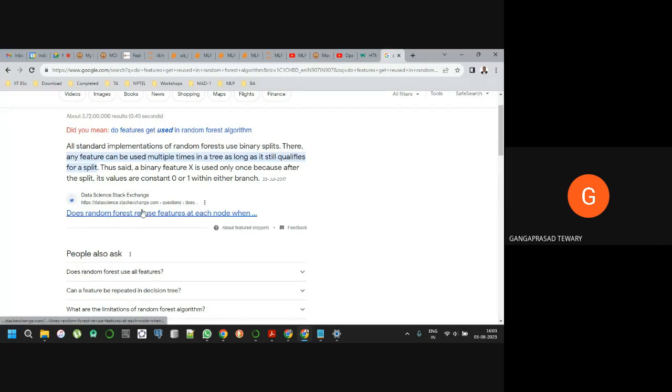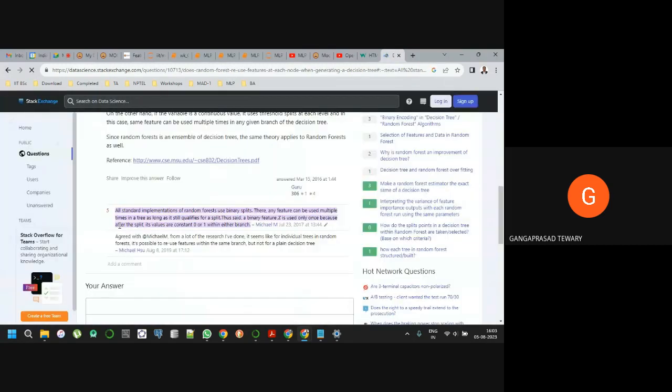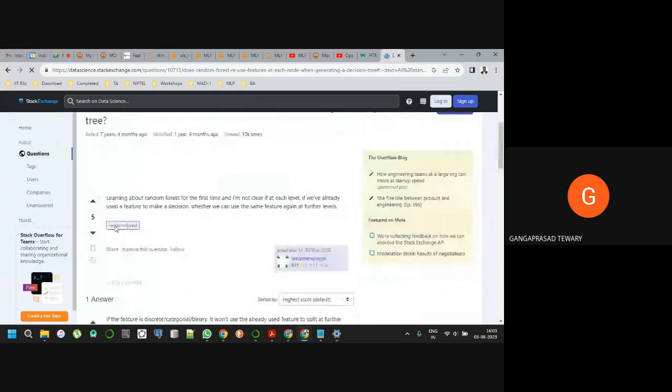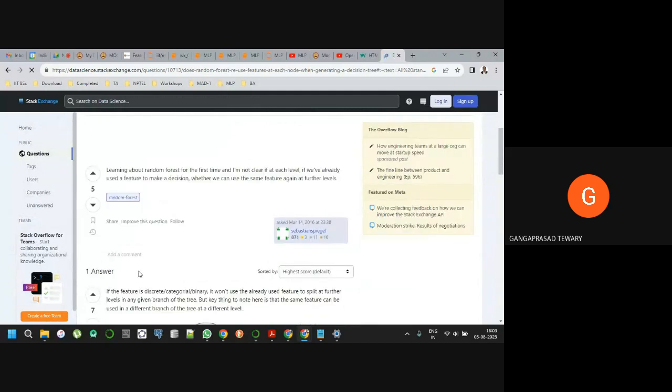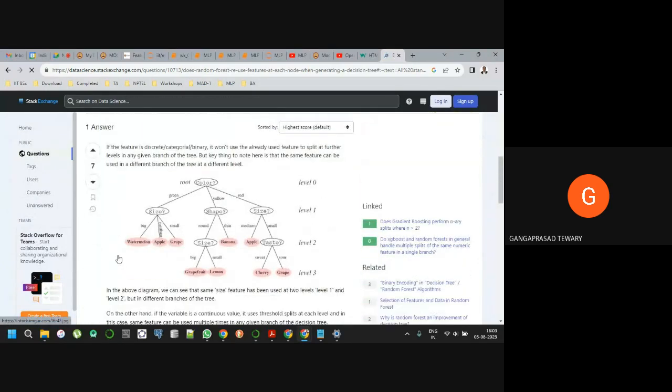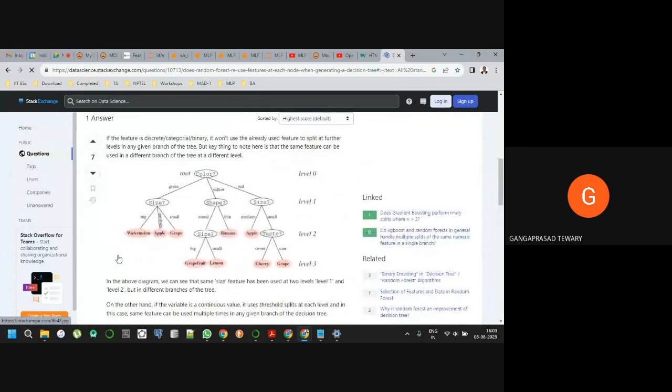Why can't I use it twice? That is the reason why I had also opted for discrete, and I got a wrong answer. Are you getting reverse? You are saying that it is a categorical variable, you are doing one hot encoding and getting 0, 1, something like that, and we can use it only once. Your logic is absolutely correct.